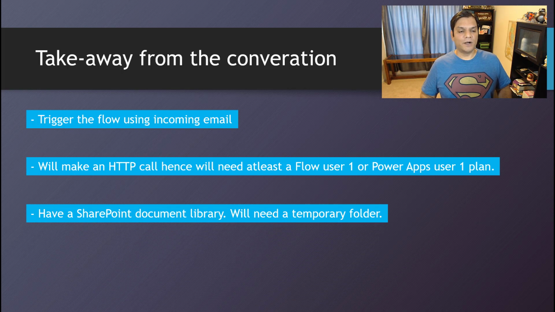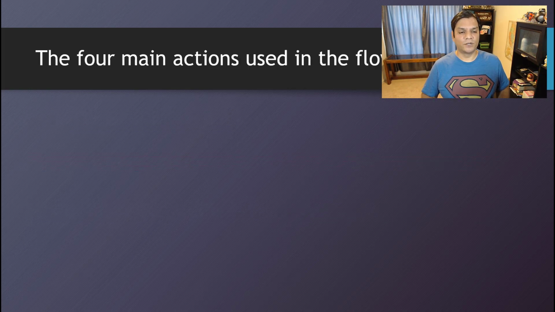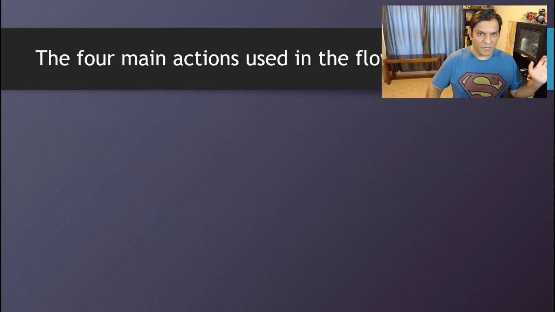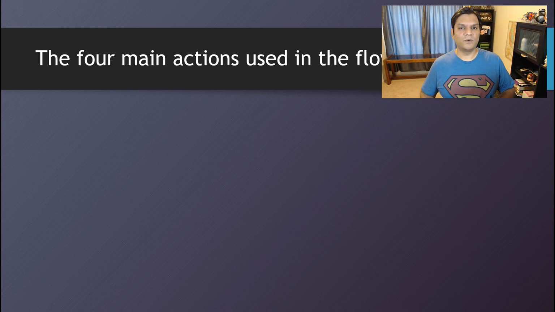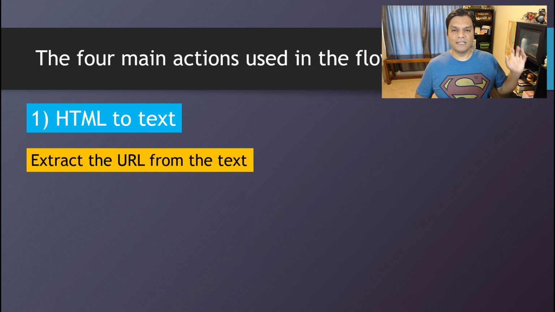Second is to have a SharePoint document library. And because Sue came back with that requirement that, hey, if there's an existing file already there, then I want you to update that, because of that one big reason, we need a temporary folder over there. So now that we've talked about the scenario, I want to talk about the main actions in the flow that we'll be using. And the first one is HTML to Text, because there's an email coming in and the link is in the body of the email.